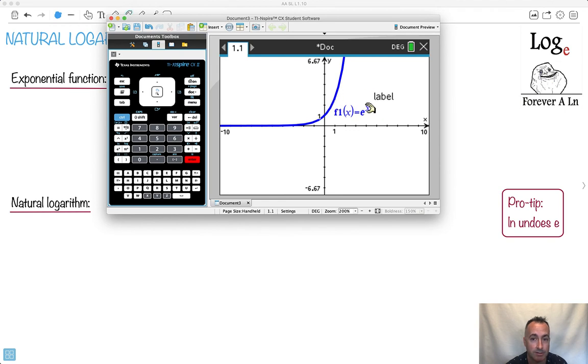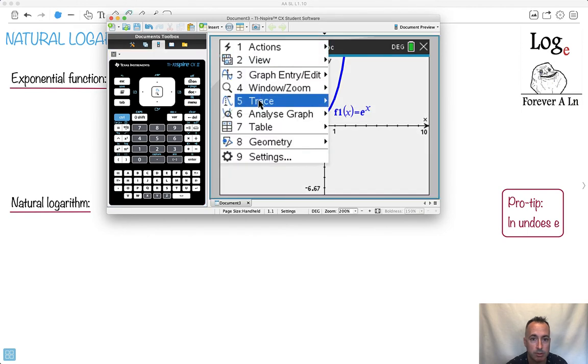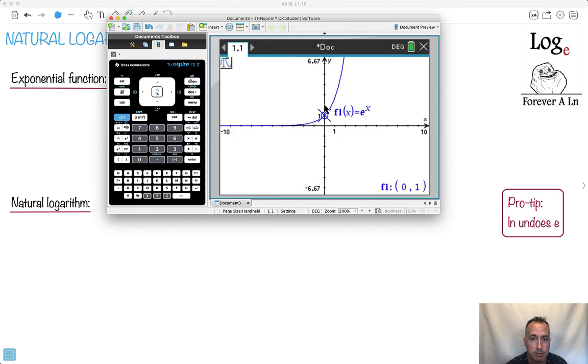So I think it's really neat from calculus. But as far as what we can do with this, it's got something special that at x equals 0, it's 1. Let me show it to you by doing trace. I'll do trace. At 0, it's 1. And what's interesting, at 1, it's 2.72. See that one right there?